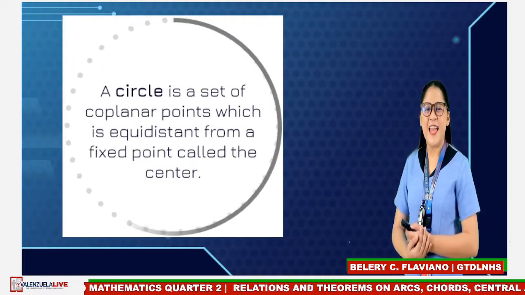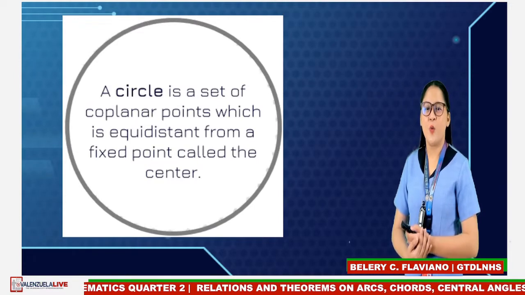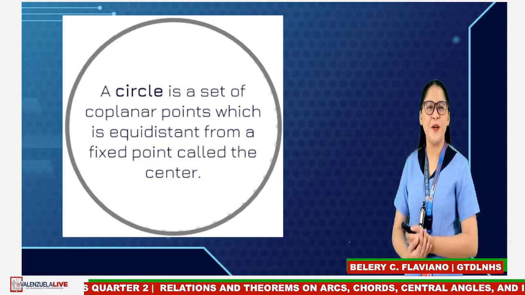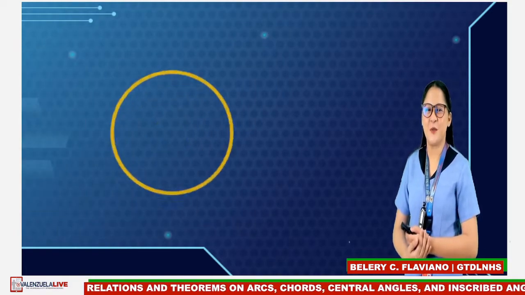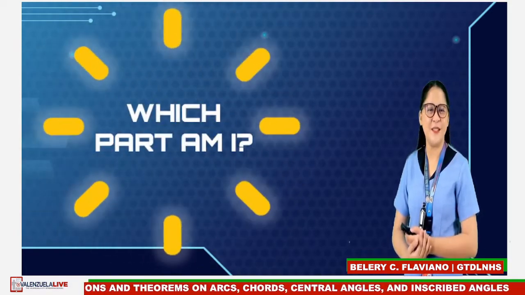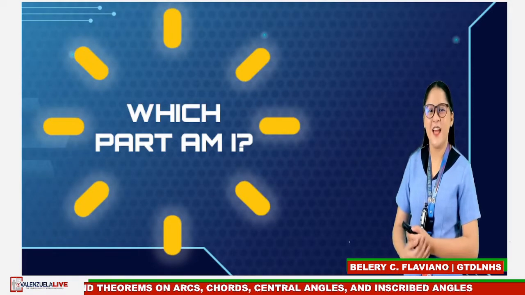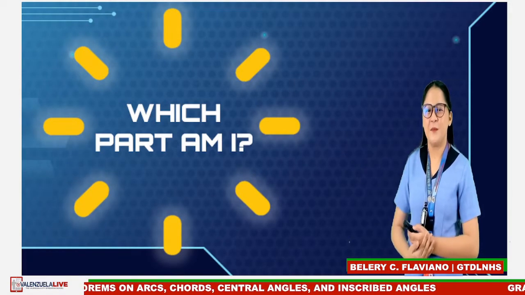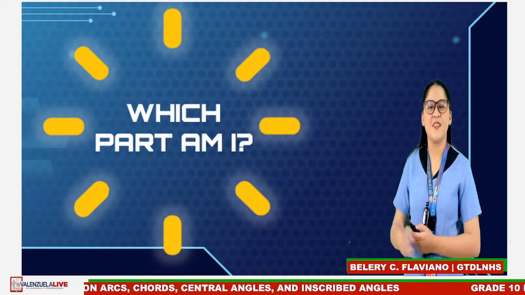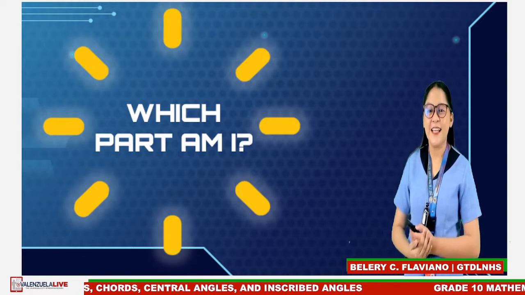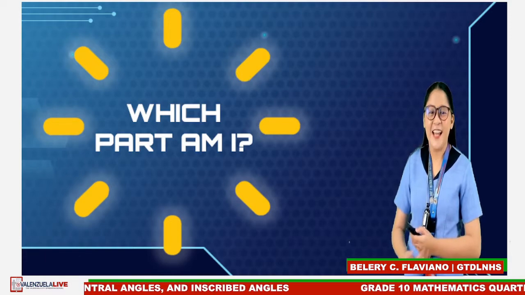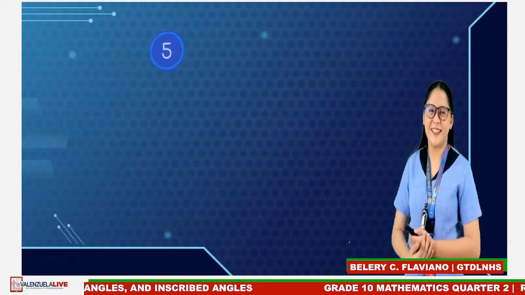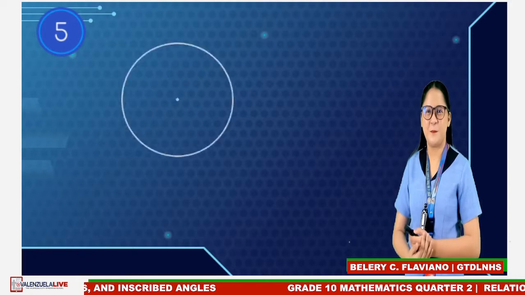A circle is a set of coplanar points which is equidistant from a fixed point called the center. Let's have a short recap of different parts of a circle through an activity entitled, Which Part Am I? You will be given 5 seconds to think of the correct answer, then click on the reaction that corresponds to your answer. Are you ready? Let's start. Here is the first figure.